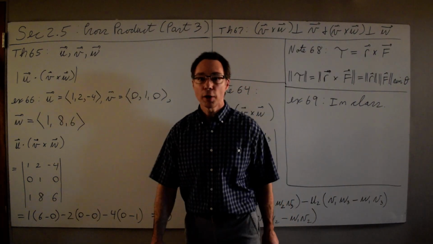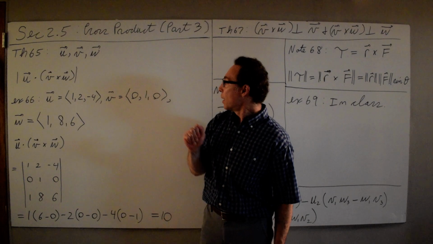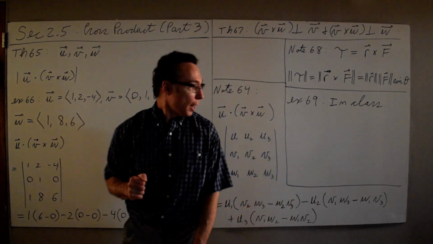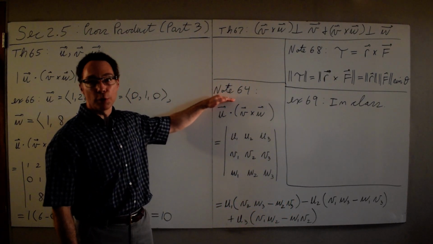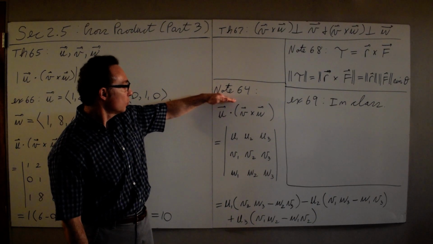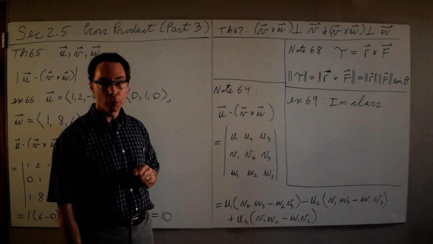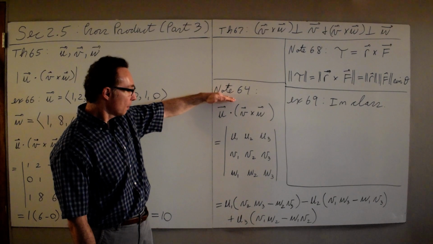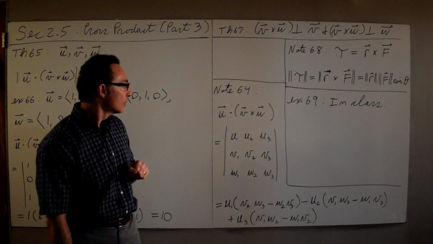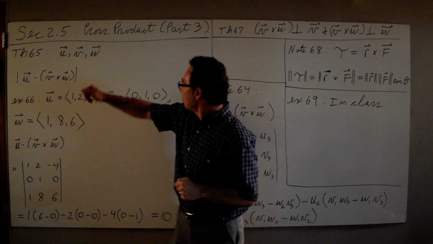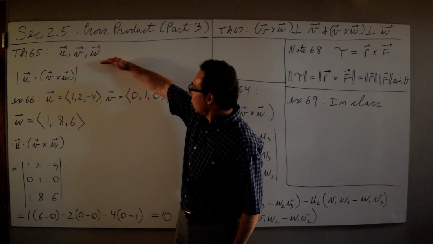This is the third and final video on section 2.5, the cross product. I left this note up here, note 64, because we're going to use it in our first example and in our first formula. So we look at theorem 65.